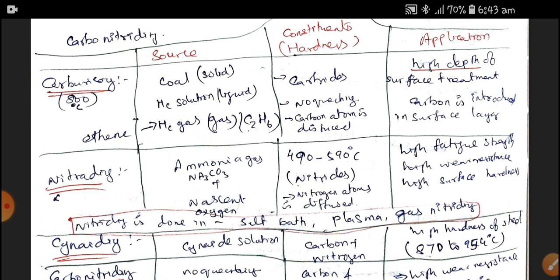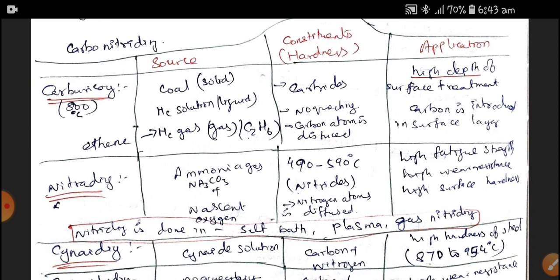In solid state we use coal. Generalized coal is used for solid carburizing, and for liquid carburizing, an HC solution is used. For gas carburizing, ethane HC gas is used. C2H6 is the formula. By using any of these processes, we can improve carbides.